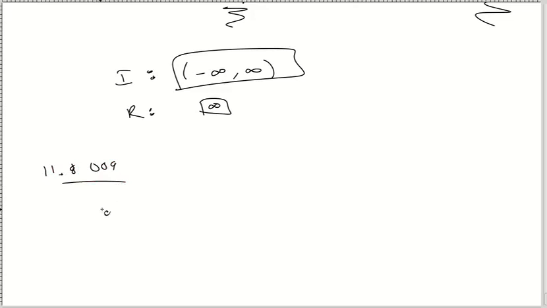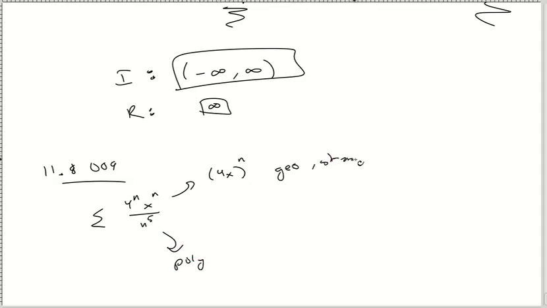11.8.009. So I've got summation of 4 to the n, x to the n, over n to the 5th. What you have in the top here is actually 4x to the n, and that's going to be a geometric again. The bottom is actually a polynomial. So this guy here is actually stronger. He's going to make more decisions than the weaker polynomial. And so what I'm going to do is use this as a geometric and see if I know how to make it work.